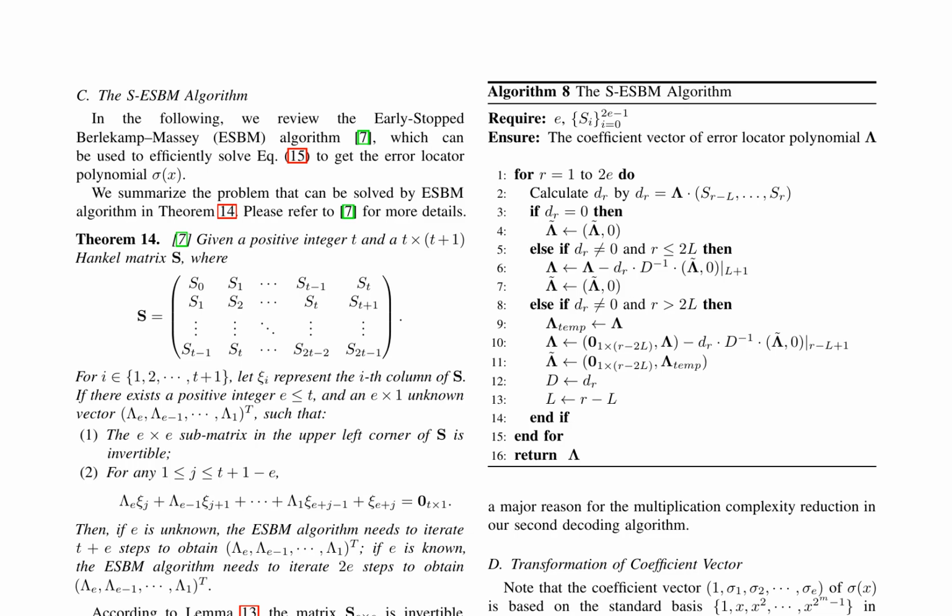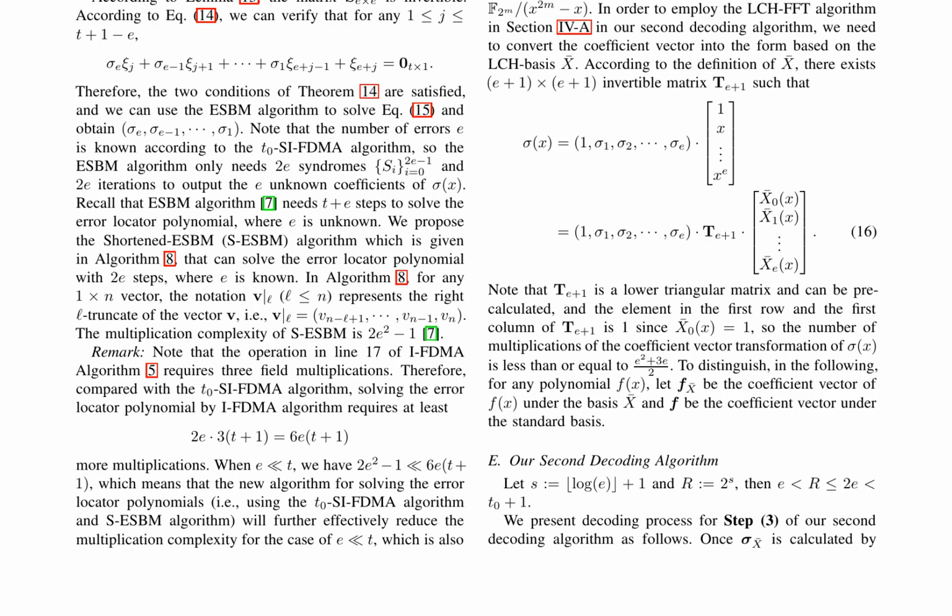The SESBM algorithm is used to efficiently solve Equation 15 to get the error locator polynomial sigma(x). It's summarized in Theorem 14, which states that given a positive integer t and a t times (t plus 1) Hankel matrix S, if there exists a positive integer e and an unknown vector lambda_{e-1}, ..., lambda_1, satisfying certain conditions, the ESBM algorithm can solve the error locator polynomial with 2E iterations.